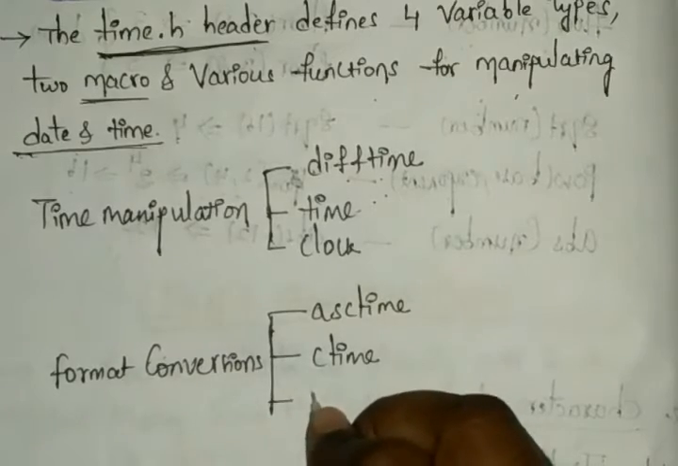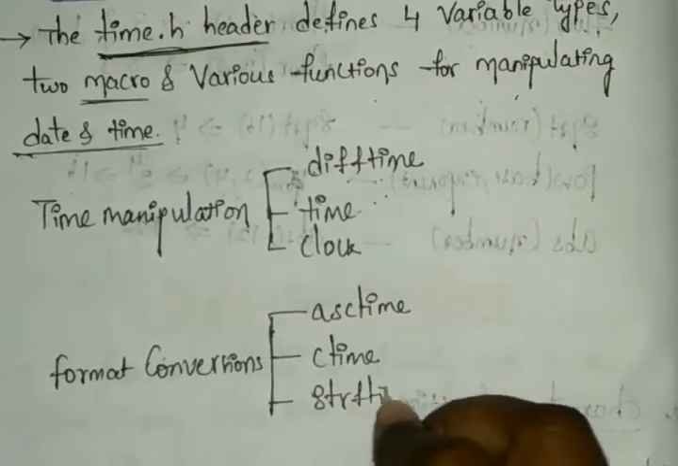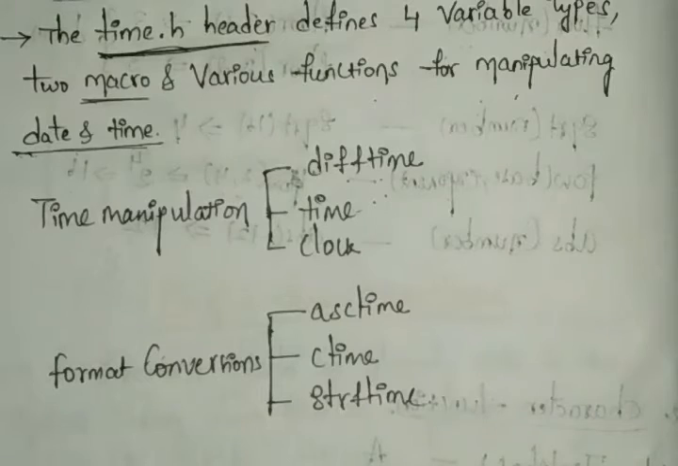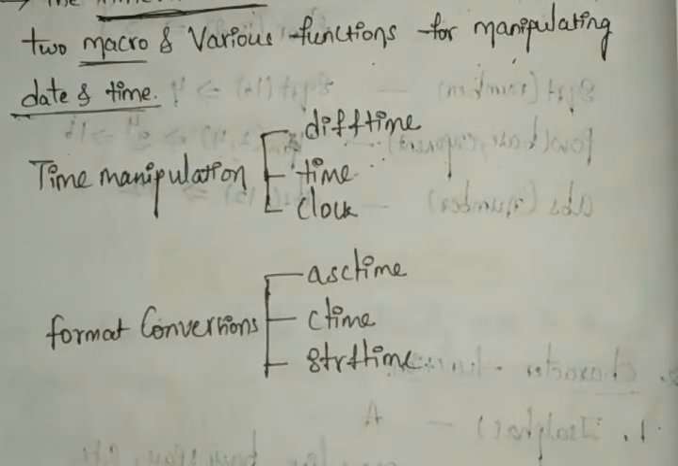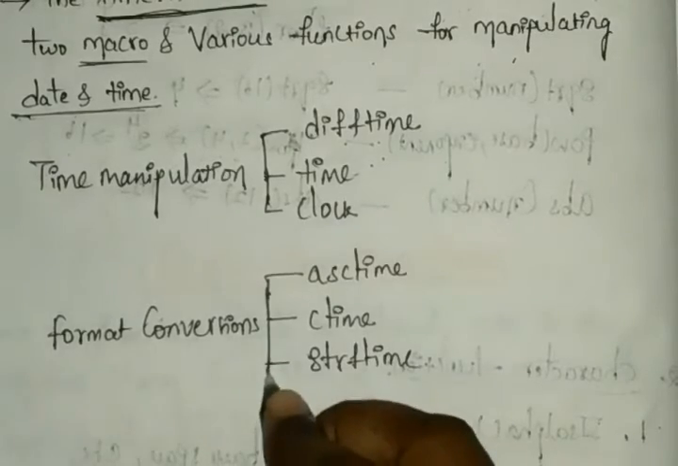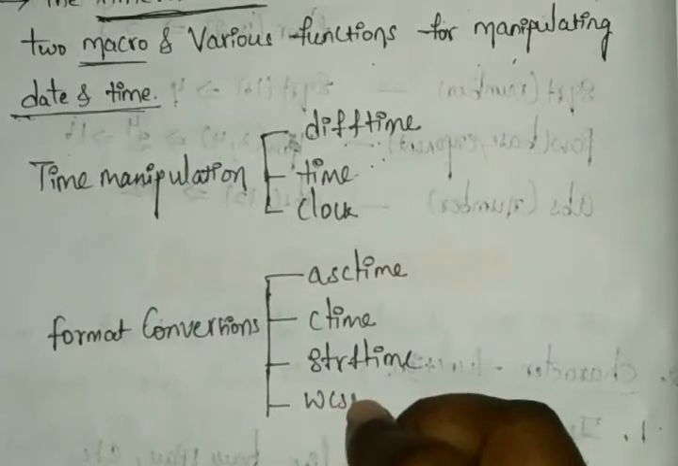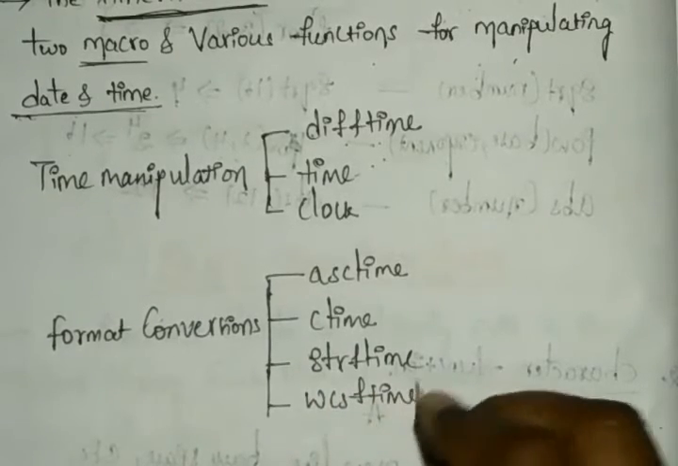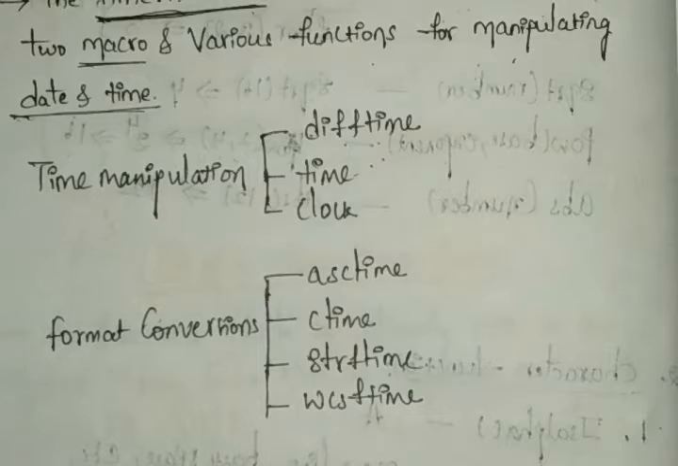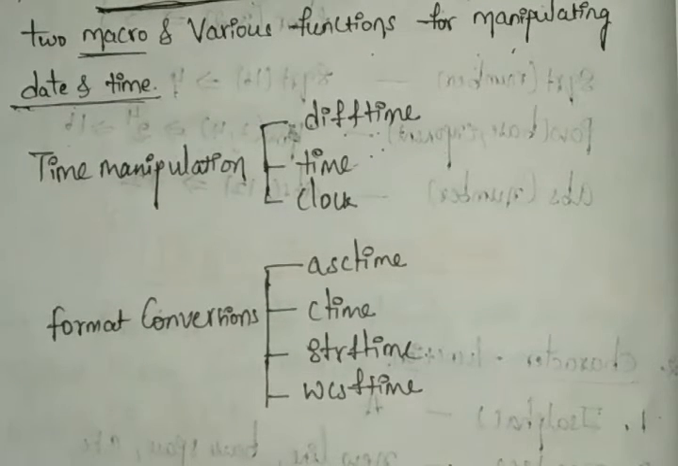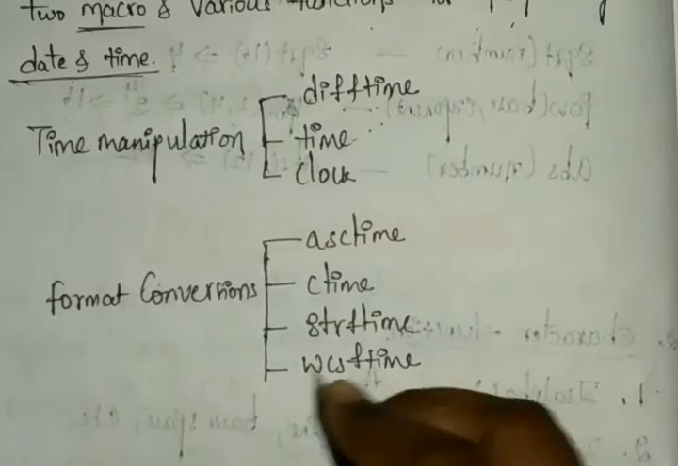And next we have strftime. It converts the struct tm object to a custom textual representation. And next we have wcsftime. It converts the struct tm object to a custom wide string format, the textual representation format. And next, gmtime.